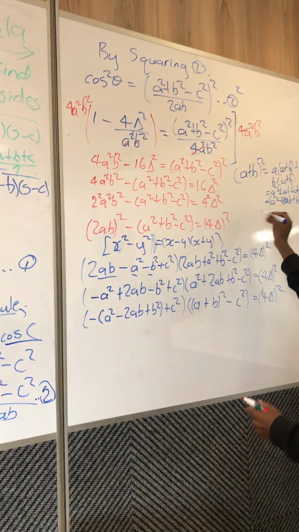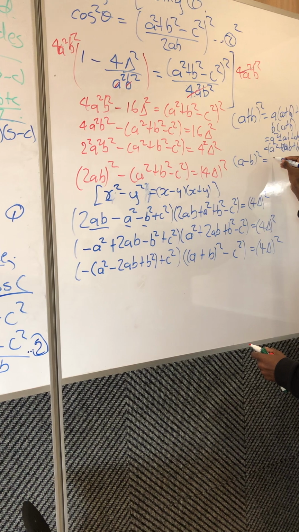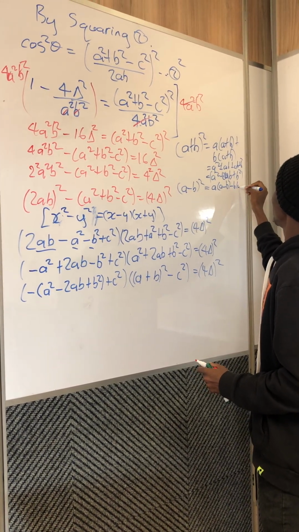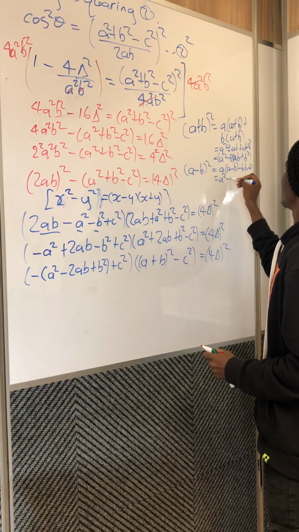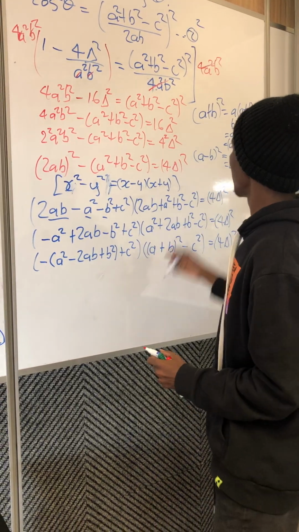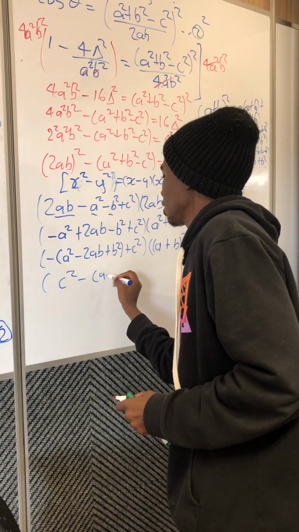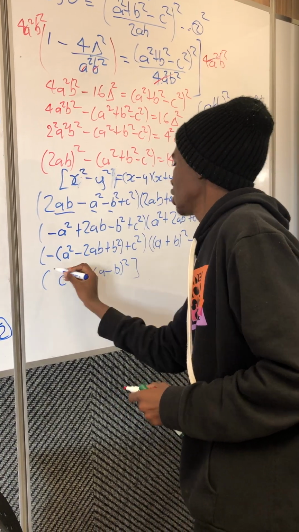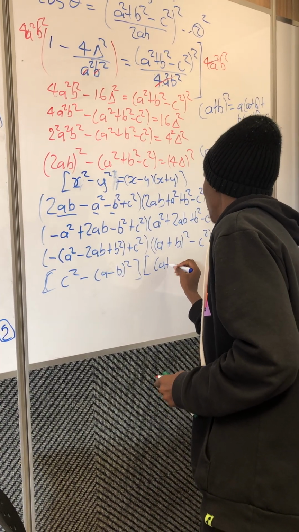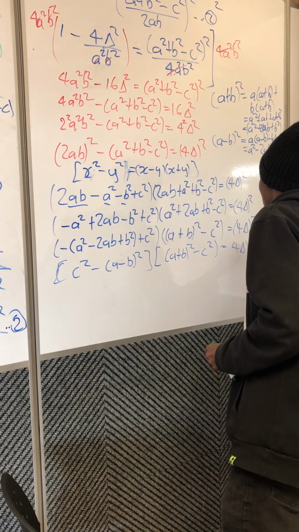And here, if I take a minus b squared, I get a minus b times a minus b, which is a squared minus 2ab plus b squared. So this guy over here is a minus b. So I can write c squared minus a minus b squared in this bracket, and then here I have a plus b squared minus c squared equals 4 delta squared.